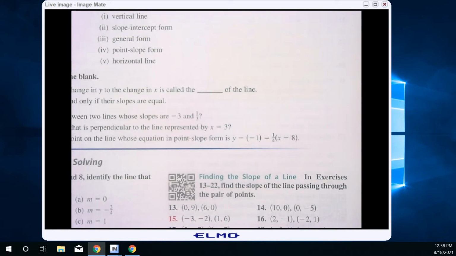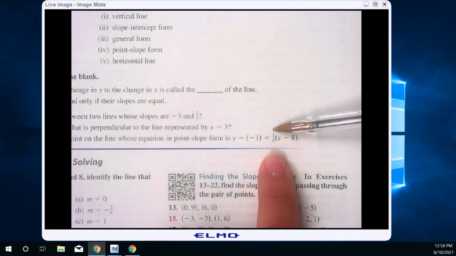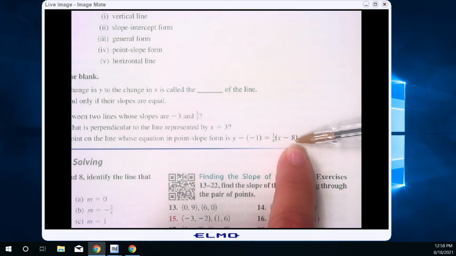Poll the audience. The audience says x is 8 and the y is -1. If you're in point slope form, the number in front of the x value, that is the slope. That's the 1/4. X minus 8. 8 is your x value because it's x minus x.